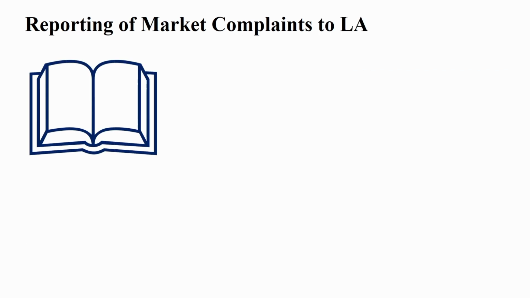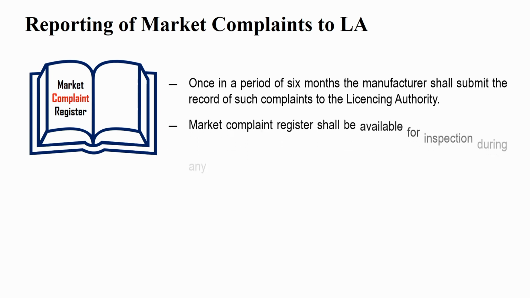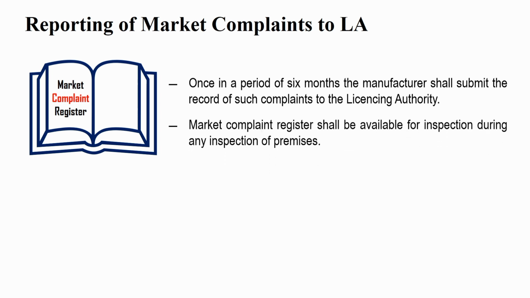The market complaint register is required to be reported to the licensing authority as the Schedule T says. Once in a period of 6 months, the manufacturer shall submit the market complaint register to the licensing authority, and the market complaint register shall be available for inspection during any inspection of the premises. This is all about the market complaint register.